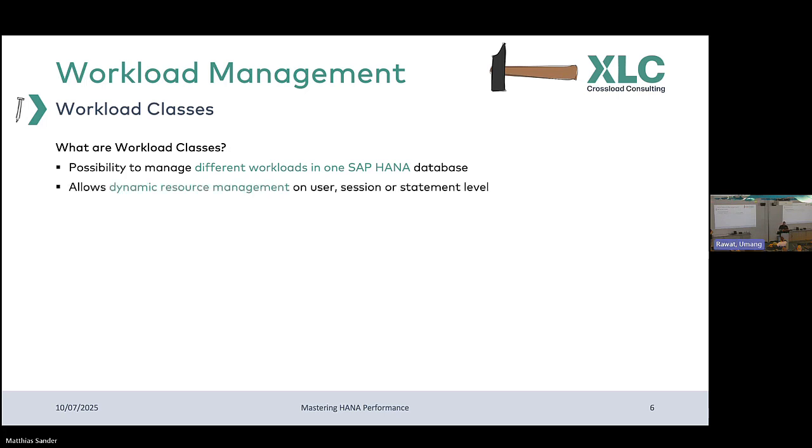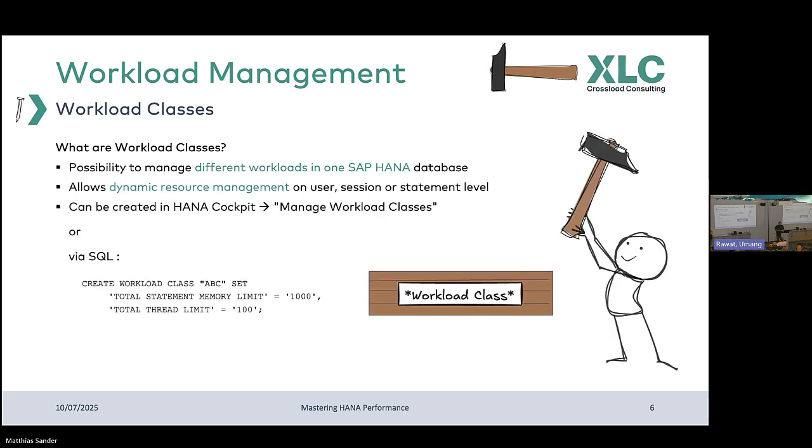It really allows dynamic resource management, not just for a specific application. It can be a user who executes this, it can be sessions, or on the statement level, to restrict these parameters. To create it, here is a small example which would restrict the statement memory limit and the thread limit. And this is defined as a workload class.